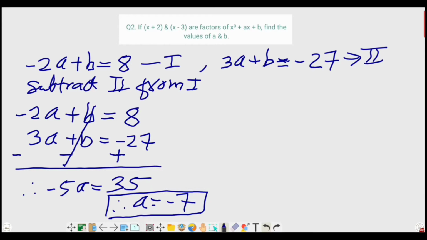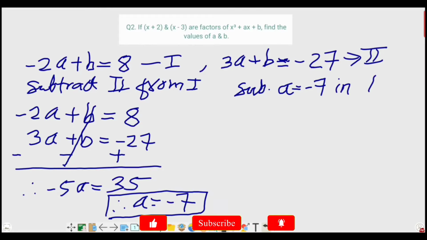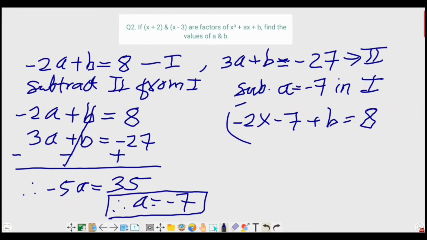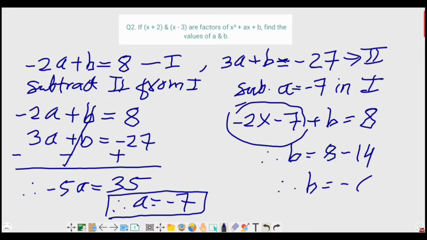Okay. Now we will substitute this value of a in any of the equations. Suppose I am substituting a equals minus 7 in the first equation. So my minus 2 into minus 7 plus b will be equal to 8. Now this will give you plus 14. When I transfer this plus 14 to the right hand side, it will be minus 14. So your b value is minus 6. So your a is minus 7 and b is minus 6.